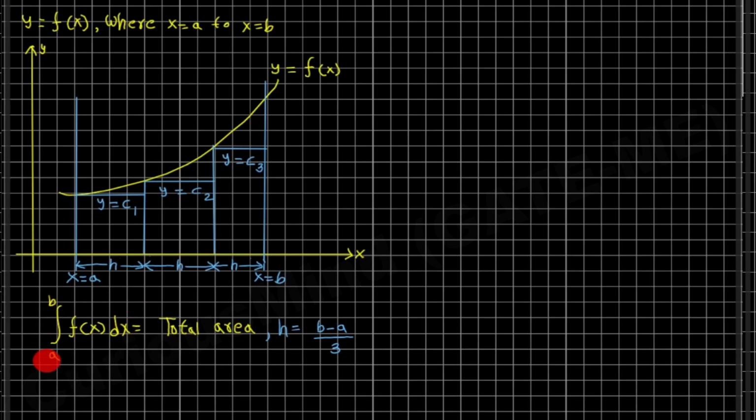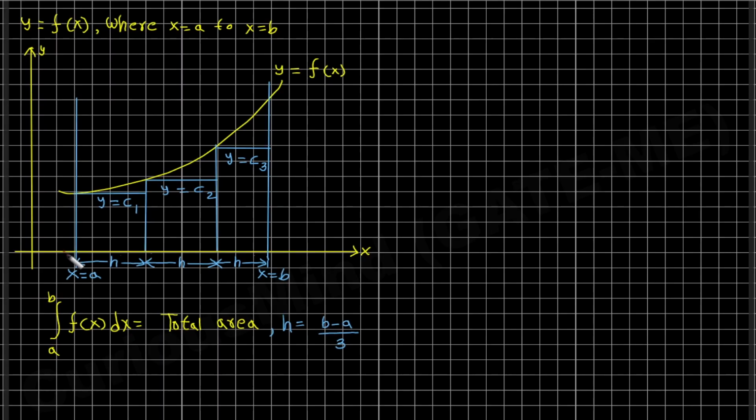In other words, this is what the numerical integration technique means. That is, approximating the value of the definite integral using the approximate total area. All right, that's what the numerical integration technique means. So this numerical integration technique is called the rectangular rule or midpoint rule.